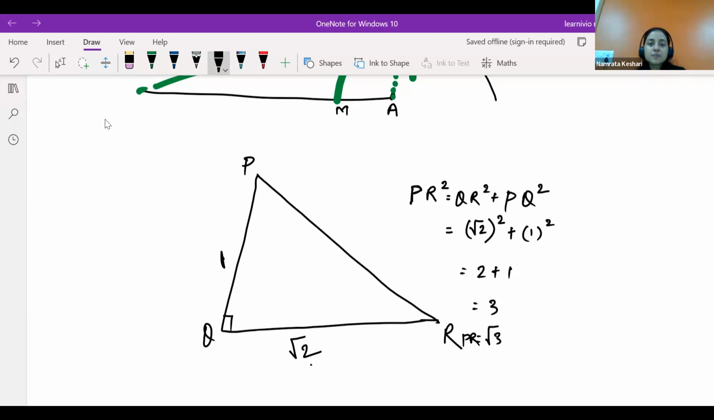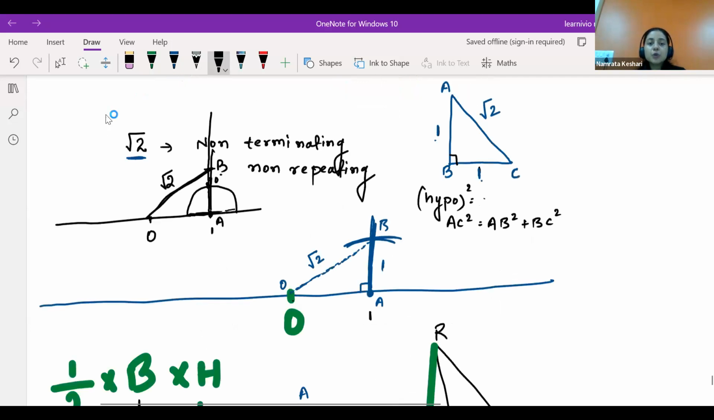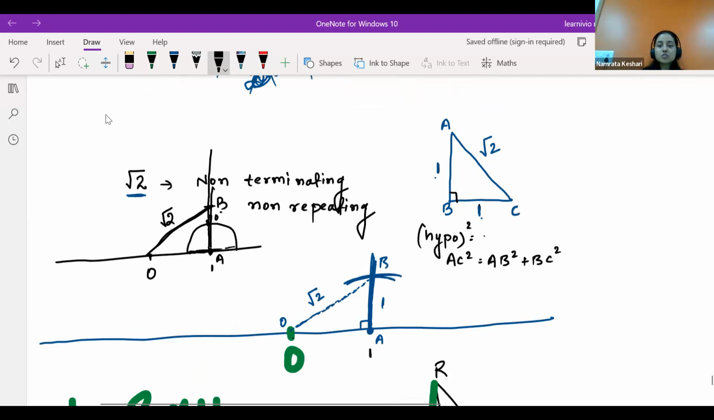Why? Because from here, after locating root 2, this much is root 2. This OB is root 2. This red color line, this much is root 2. What we will do is take the measurement in our compass, that this much is root 2, and make an arc on the number line like this. From O to this point, this is the location of root 2.